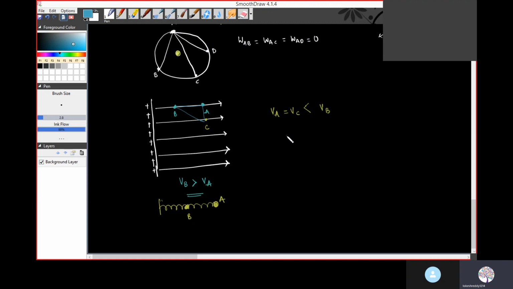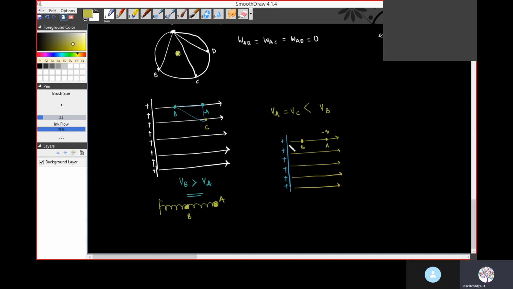Now, the same thing with a slightly different approach. I will take an electron. This plate is positive, and so it creates a uniform electric field. In this electric field, if you leave an electron, a negatively charged particle, here, then it will move in this direction.